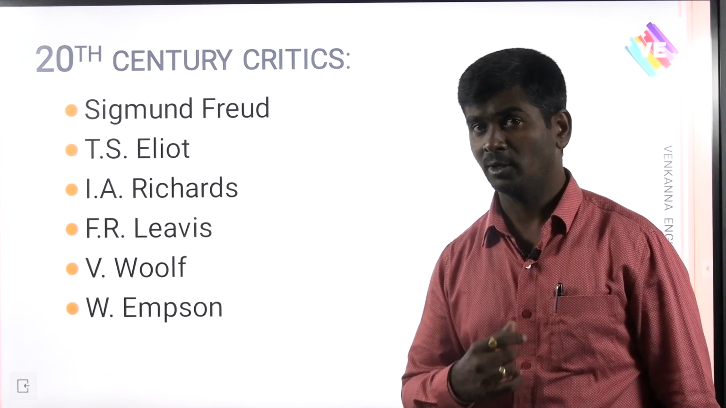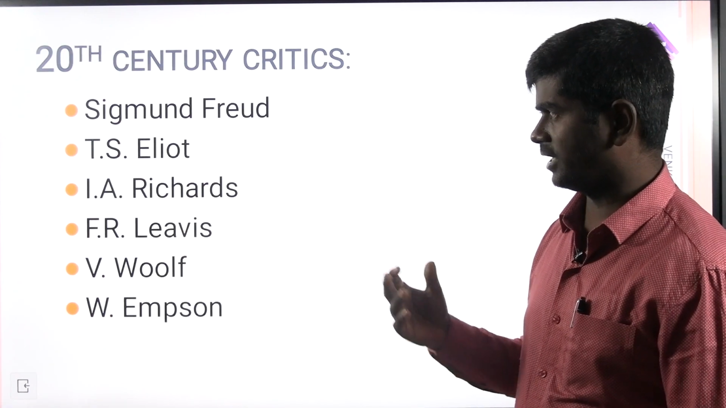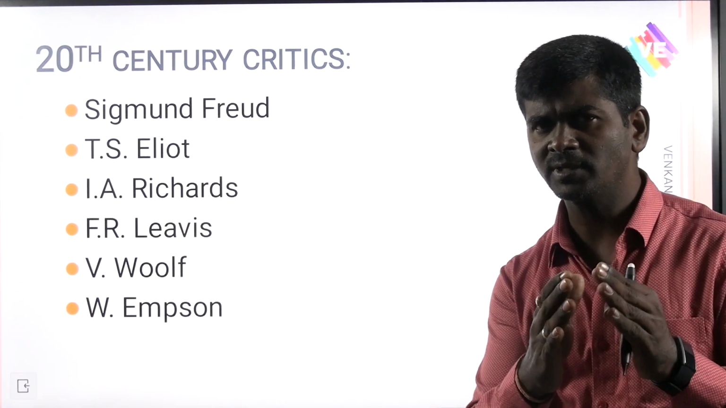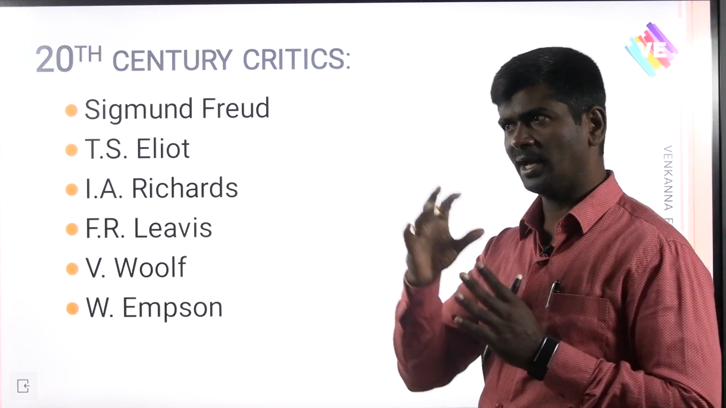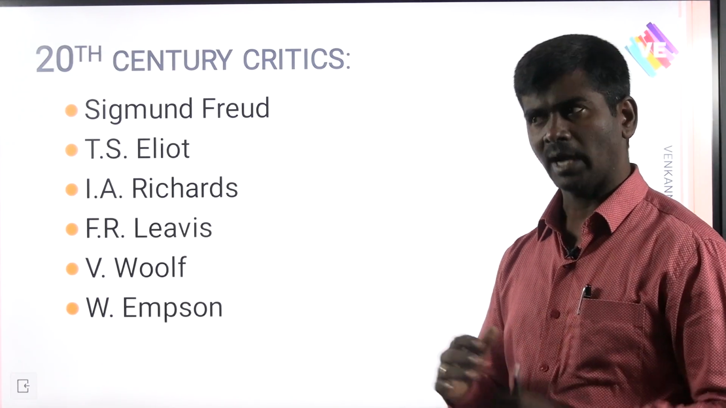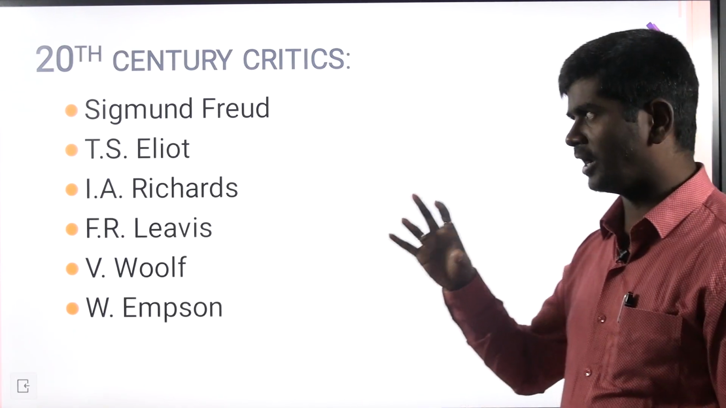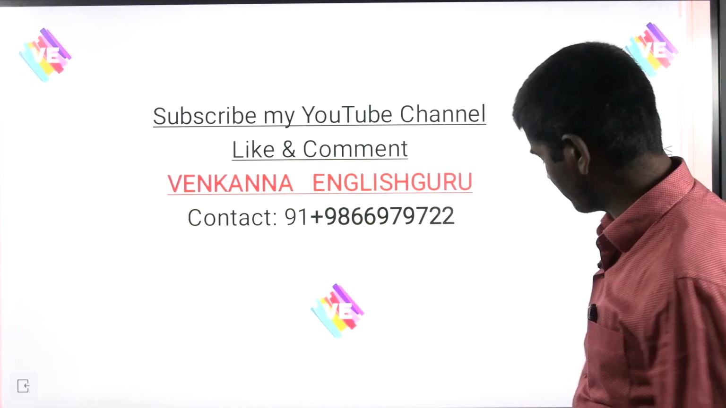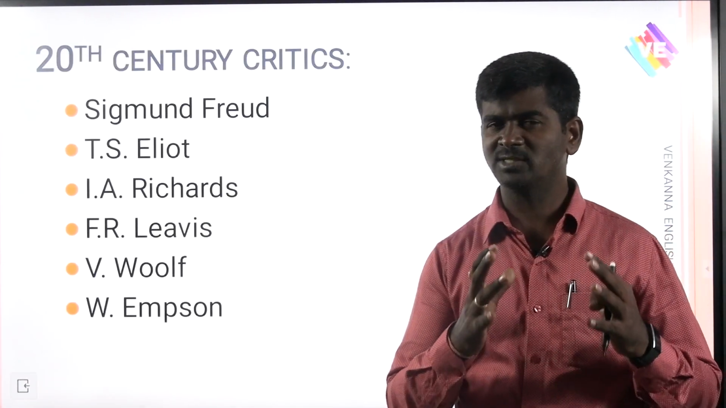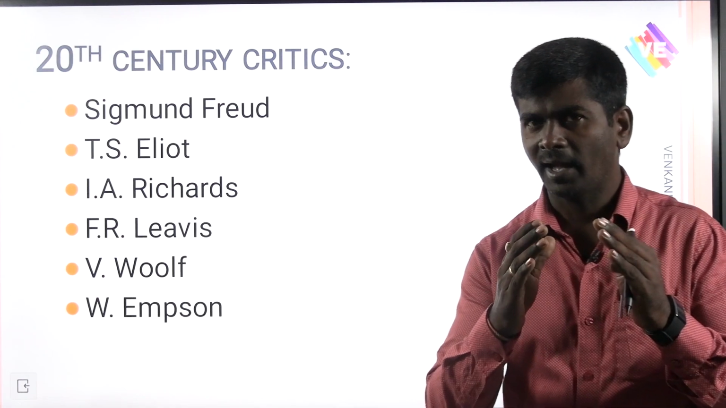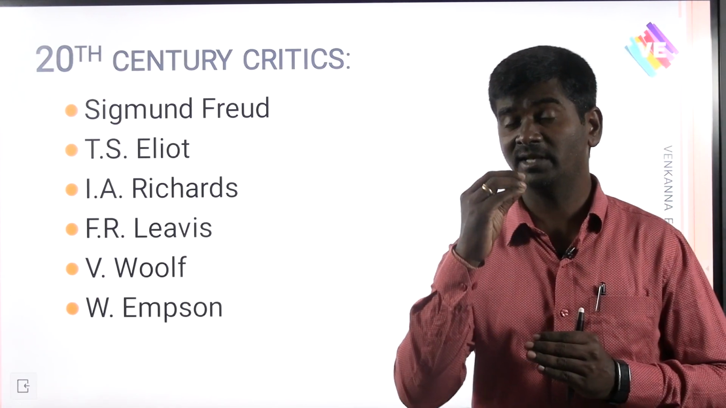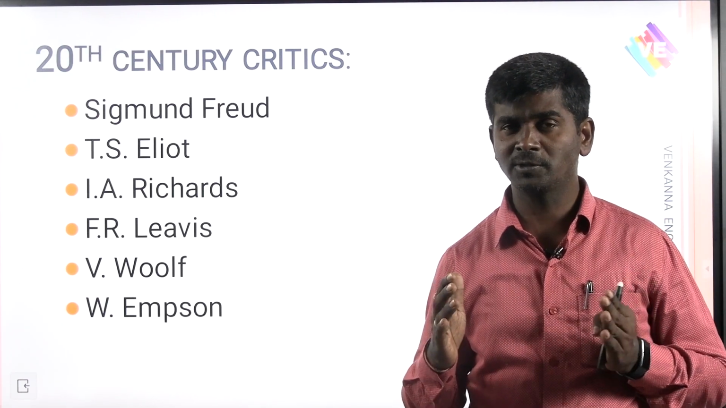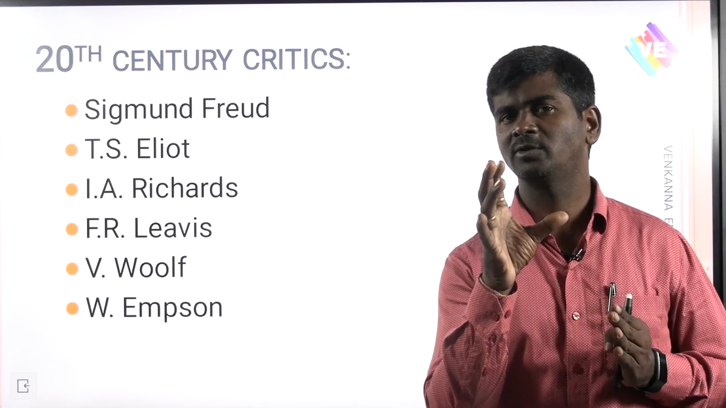Next, I.A. Richards, known for the Basic English project, and F.R. Leavis, Virginia Woolf, William Empson, Seven Types of Ambiguity, and where they become a part, up to 1920 or 30. All these are very popular, important critics, and what they wrote as a part of English literature, the critical concepts they proposed, and the important essays and books they composed with regard to criticism.